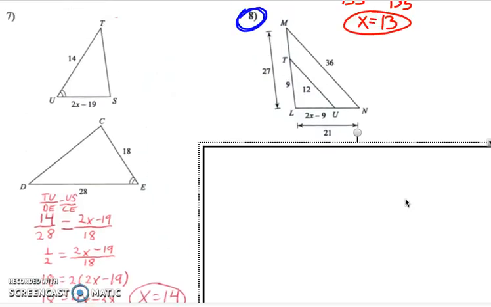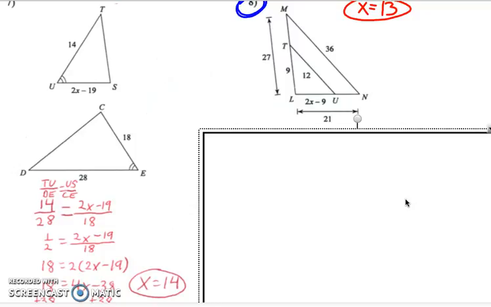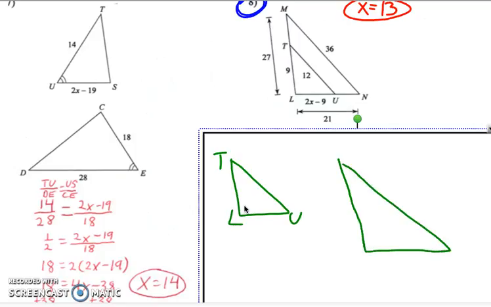And your answer is 14. With number 8, make sure that you redraw your figures. Okay? Your one triangle, I'll draw the smaller triangle first. This is T, this is L, and this is U. And then the bigger triangle, M, L, N. This is 36, this is 27, and this is 21.